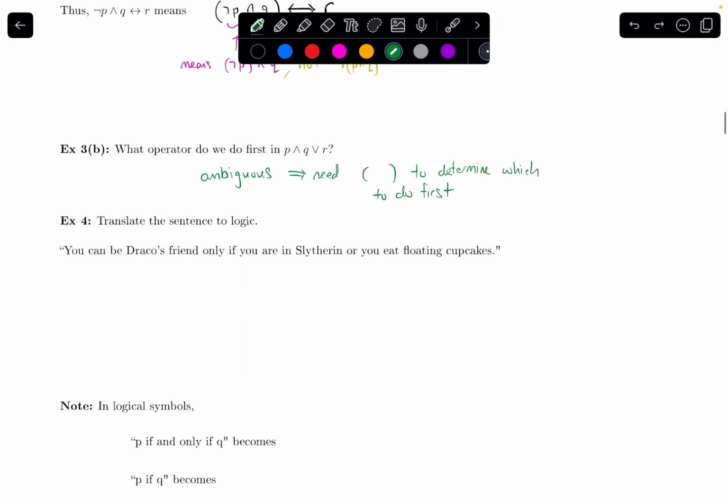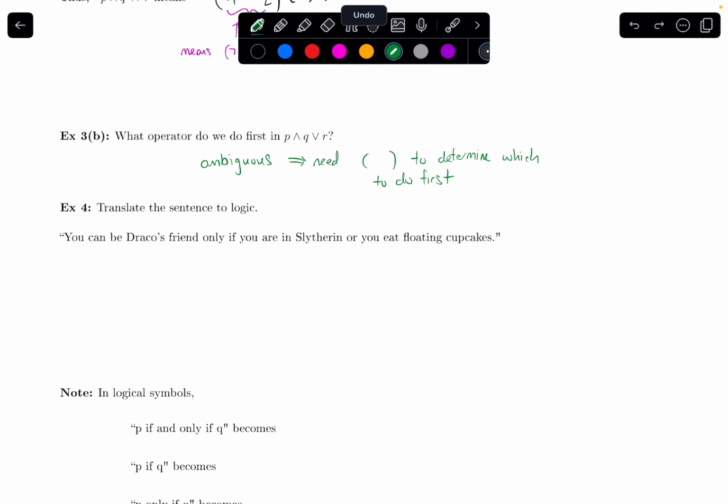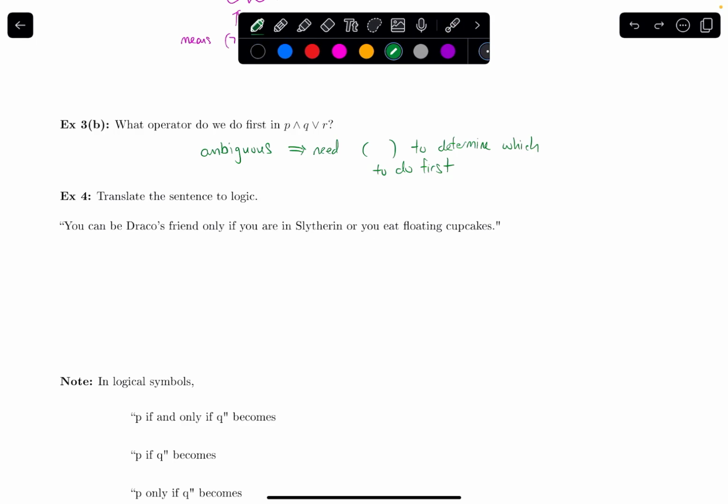Okay, all right, so let's do an example. Let's translate the sentence to logic. So this says that you can be Draco's friend only if you are in Slytherin or you eat floating cupcakes. So the first thing that I would want to do here is, let's identify the sort of the building block propositions. So I see this initial statement about you can be Draco's friend before the connecting only if words. So I'll call this thing D, D for Draco. So D is going to be the proposition you can be Draco's friend.